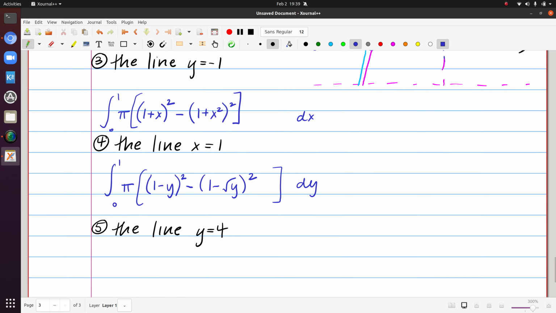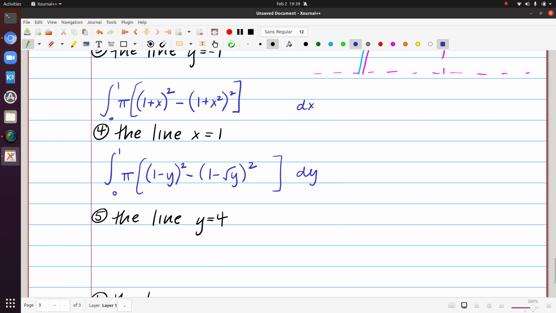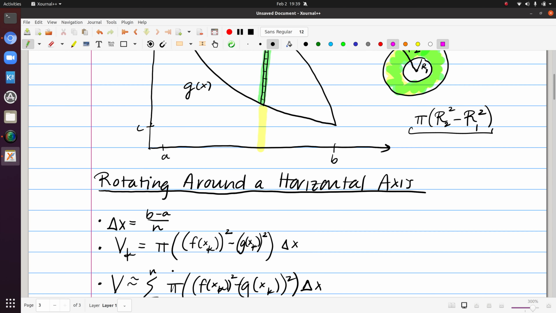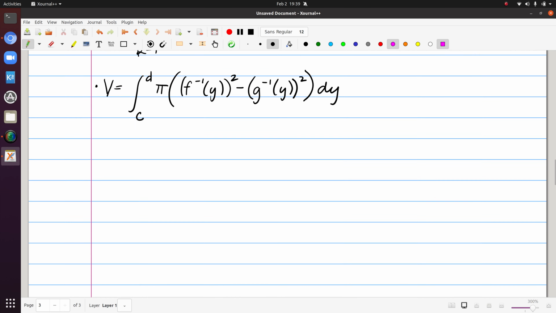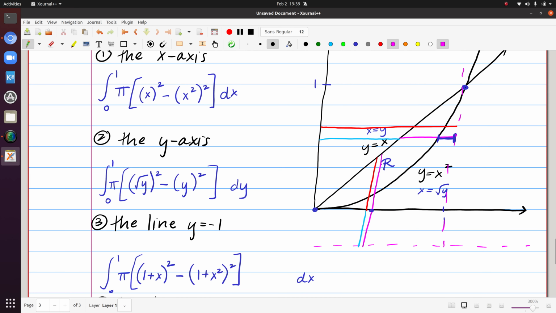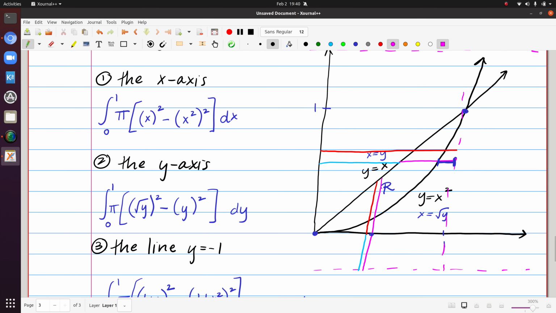So to continue this theme, imagine that we're going to rotate it about something above the region. In this case, that's y equals 4. So we just went through how to deal with rotating about a vertical axis that is to the right of our region. I'll point out that this is very similar to the idea of rotating about a horizontal axis that lies above our region.